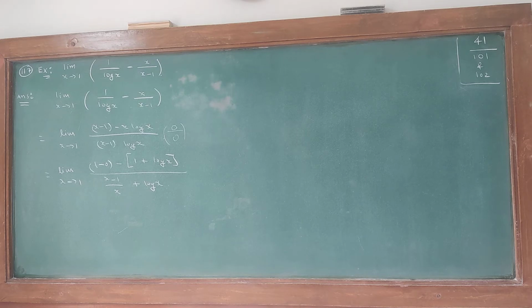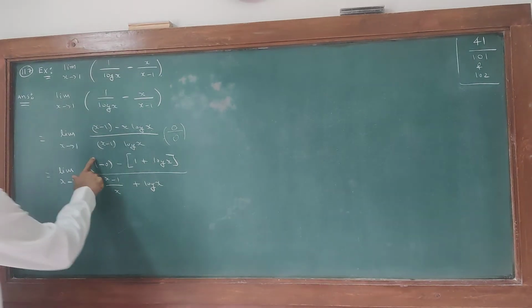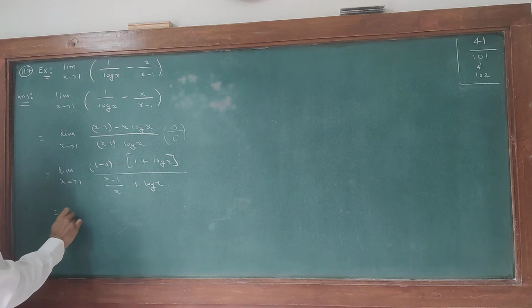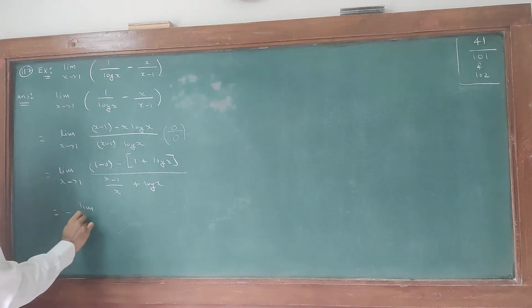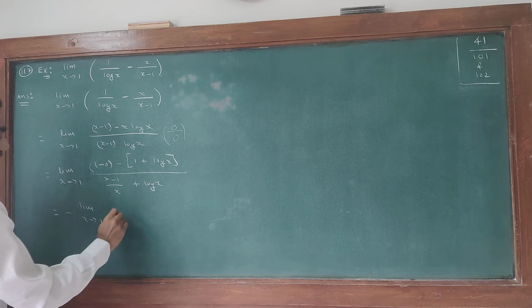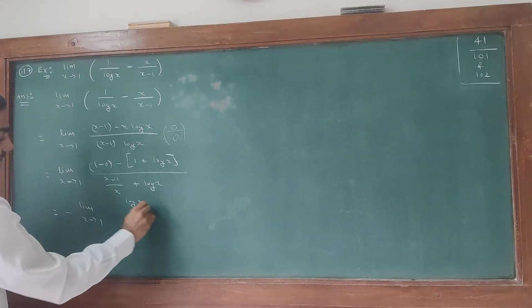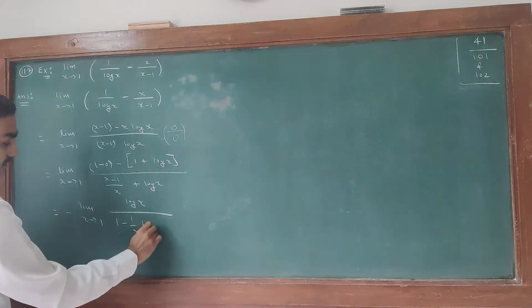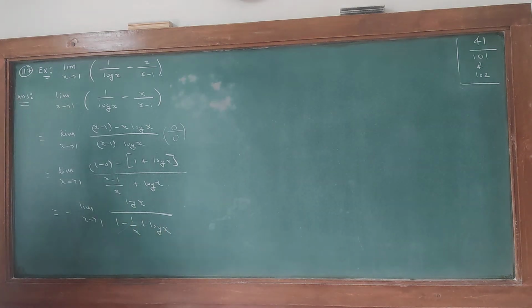So this is equal to minus 1 minus log x. We have taken the minus sign in common, so it is limit x tends to 1, log x upon 1 minus 1 upon x, plus log x.